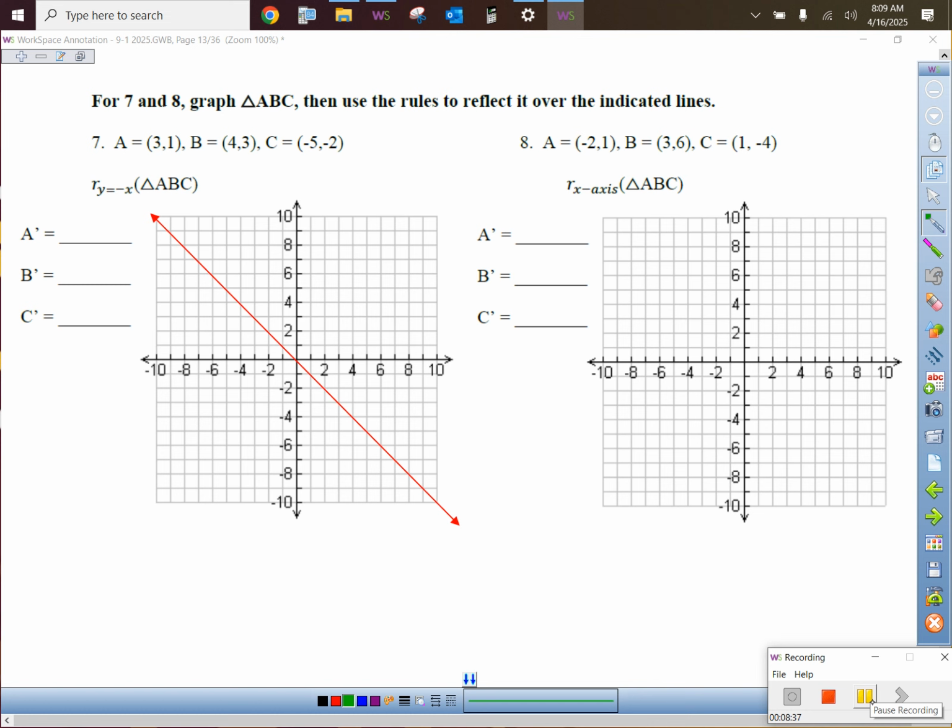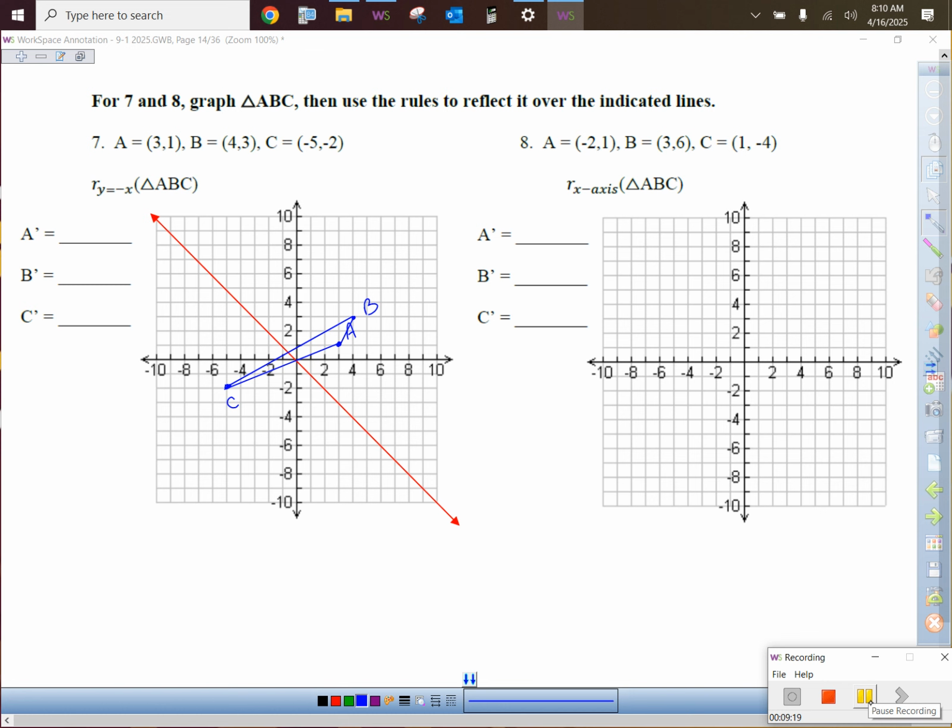Once you get the line y = -x graphed, then graph ABC. And here's the thing you're going to want to do. Put the letters next to it. A is at 3, 1. It's been a long, long time since we plotted points. Make sure you get 3, 1 in the right spot. A lot of times people accidentally go to 1, 3 instead of 3, 1. 3 on the x-axis, 1 on the y-axis. Put a capital A there. And B is at 4, 3. Capital B, and C is at -5, -2. It's supposed to be a triangle, so take your straight edge and connect those 3 points together.